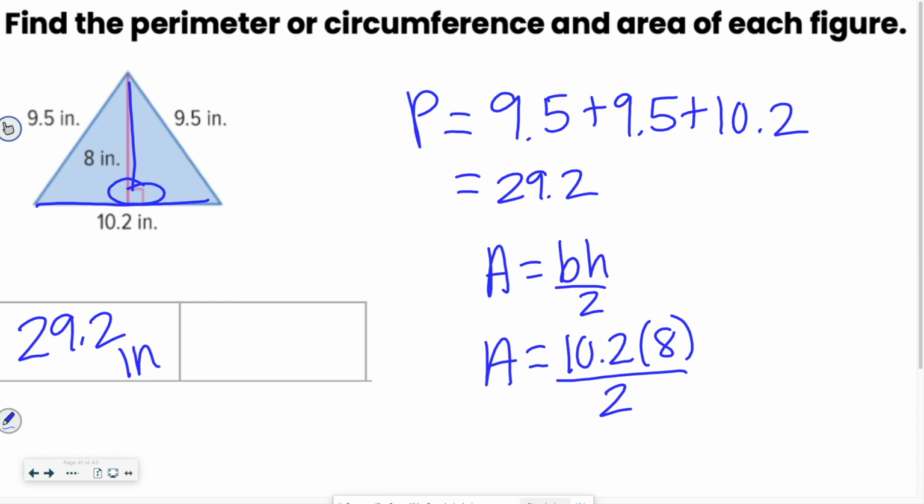I got 40.8. It's 40.8. What's your unit? Just squared. Inches squared. Put that little 2 there. That's for area.